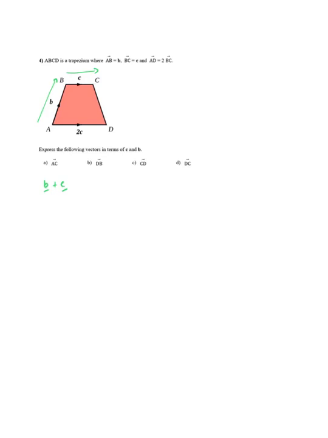So instead, if I'm getting to B, let's go via A. So I know that from A to D is 2C, so from D to A going the other way is minus 2C, and then to get from A to B is plus B, and you can rearrange that to B minus 2C. So I want to get from C to D.